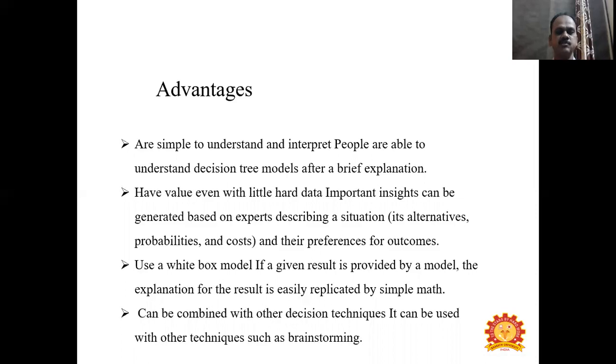They use a white box model: if a given result is provided by a model, the explanation for the result is easily replicated by simple math. So it can be combined with other decision techniques. It can be used with other techniques such as brainstorming. Brainstorming is nothing but a discussion which allows us to construct the decision tree.